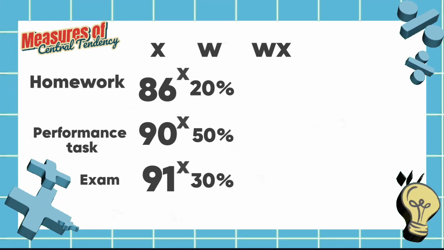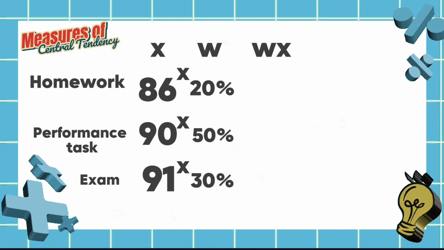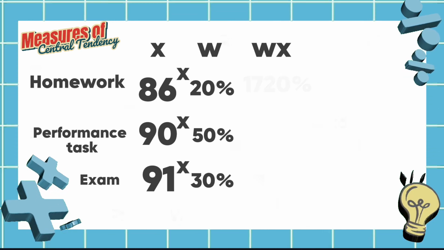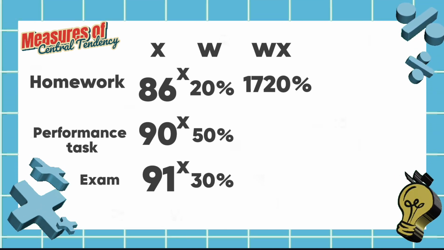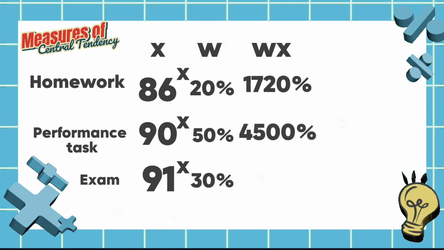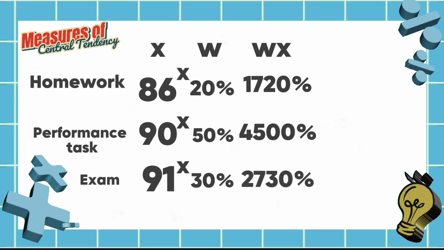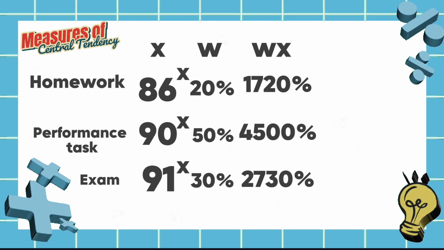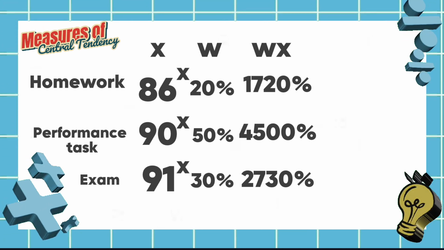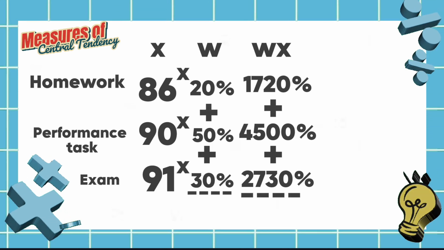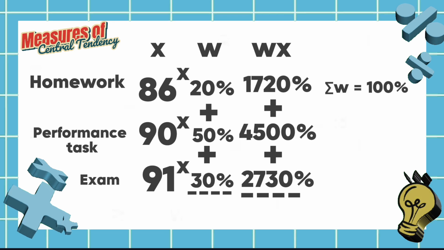First, we multiply the x, which is the grade, and the weighted percentage, that is the W symbol. So 86 times 20% equals 1720%, 90 times 50% equals 4500%, 91 times 30% equals 2730%. These answers are the weighted grades or WX. After this, we must add all the weighted percentages, which gives a total of 100%. This is our W.